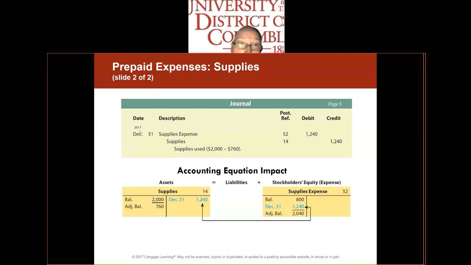So at the end of the month, I debit supplies expense to increase my expense by $1,240. I credit my supplies to decrease my inventory by 1,240. And again, to figure out how I got to that 1,240, I took my beginning balance, 2,000, minus my ending balance, 760. And how does it look on the accounting equation? Credit to supplies, 1,240 to decrease that inventory. And I am increasing my expense, 1,240.